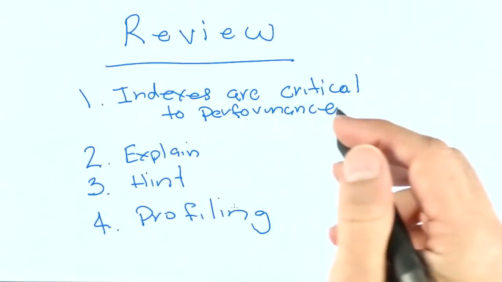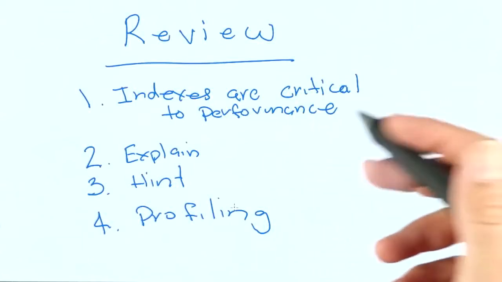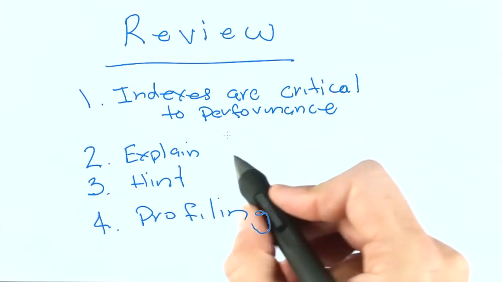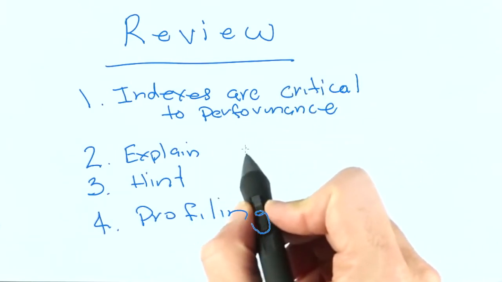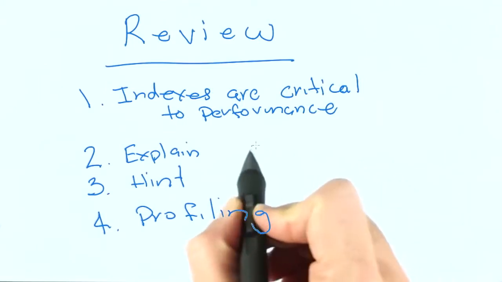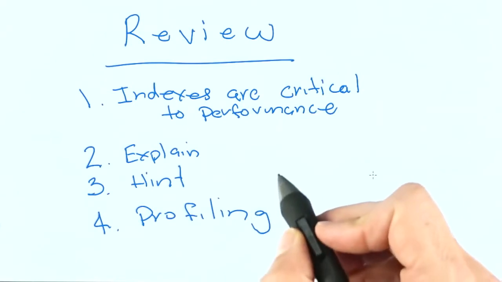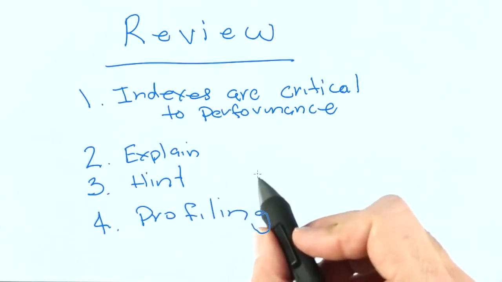Let's review what we've learned so far. We've learned that indexes are critical to performance inside a database and inside MongoDB. We learned how to use the explain command to look at what the database is doing for any particular query in terms of how it's using its indexes. We've learned how to use the hint command to instruct the database to use a particular index for a query.